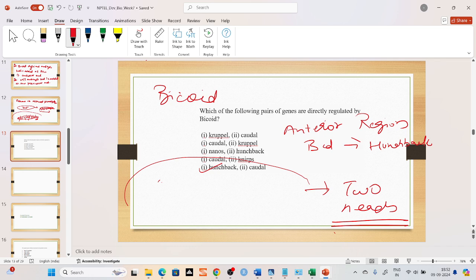And how? Bicoid represses the translation of the caudal mRNA by binding to its 3' UTR. So you have to understand that caudal mRNA cannot be translated in the anterior region because of the bicoid protein. Therefore, caudal protein is confined to the posterior region and it allows the posterior development. So the correct answer is hunchback and caudal.